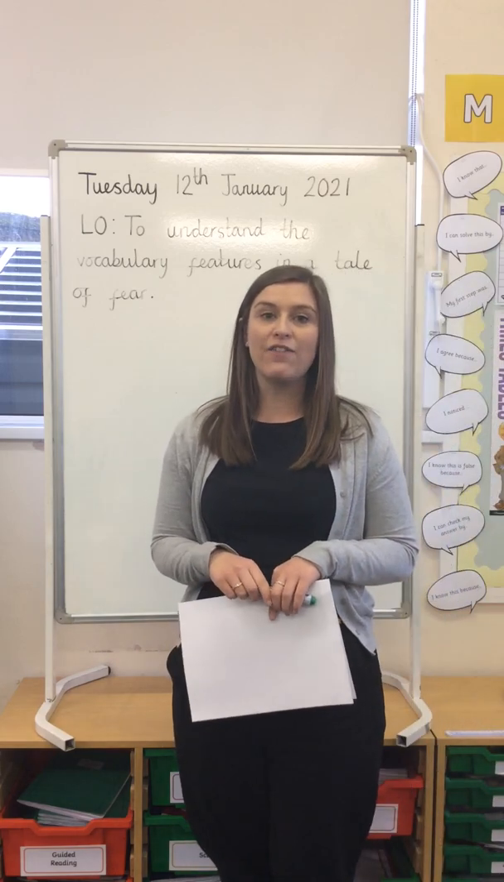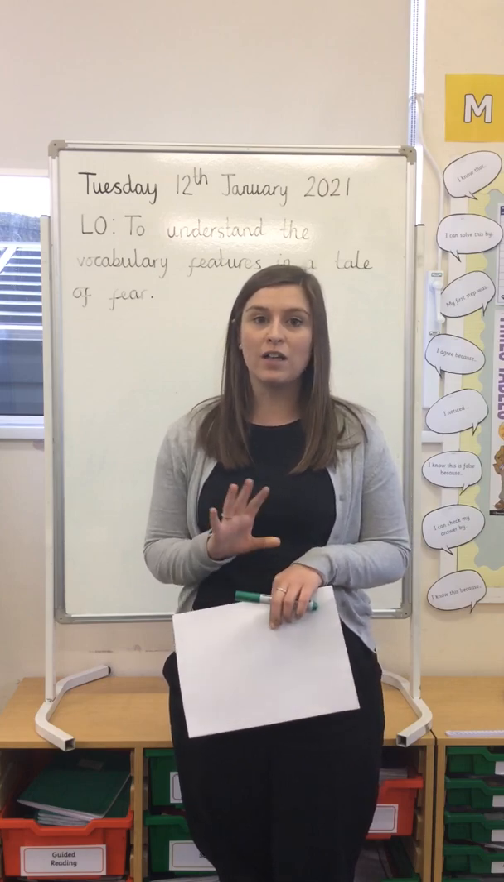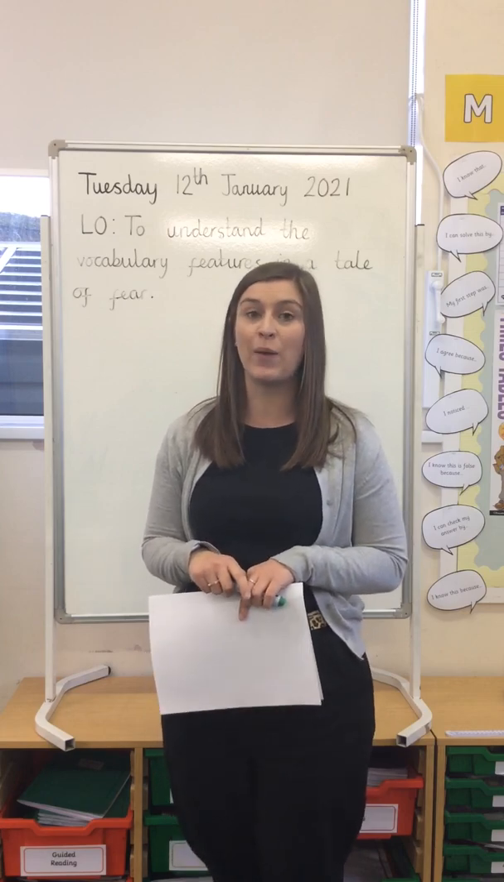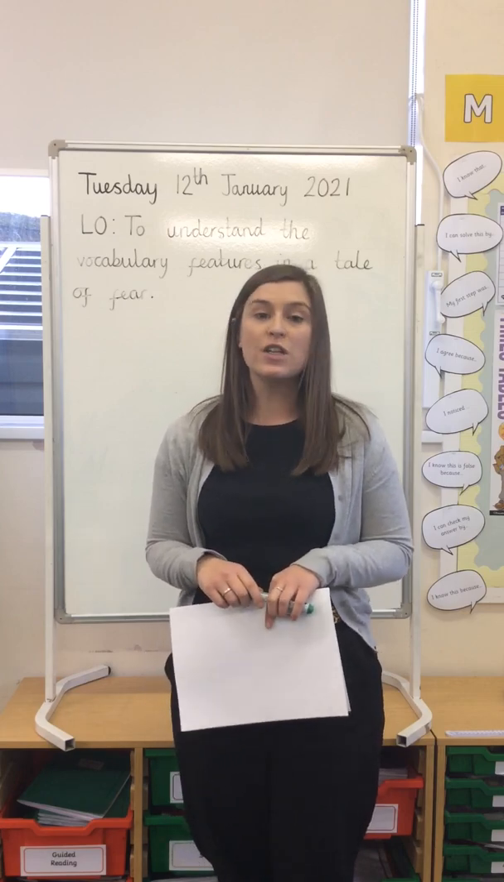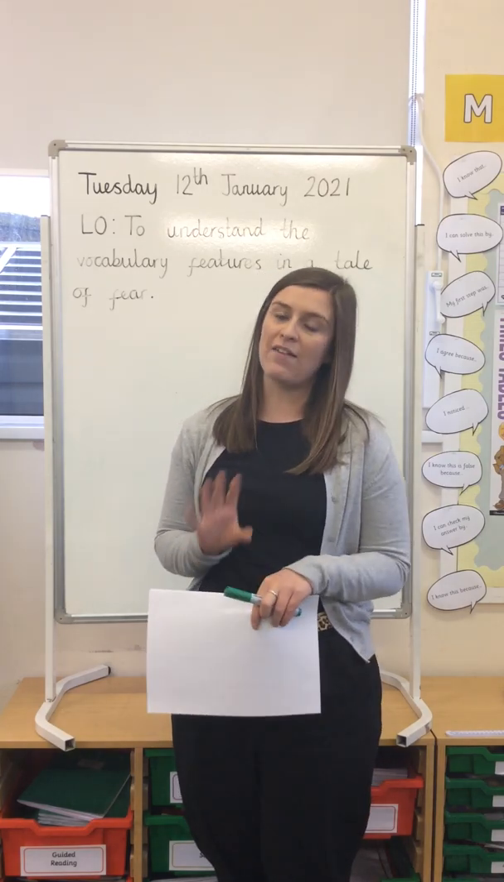Today our learning objective is to understand the vocabulary features in A Tale of Fear. As this is our first lesson with our new text, Fowler's Yard, we are going to be using our Never Heard Before grids, which you are very familiar with, to look at the vocabulary in the text. Just like we always do, you're going to have 3 columns. The first column is always never heard the word before.